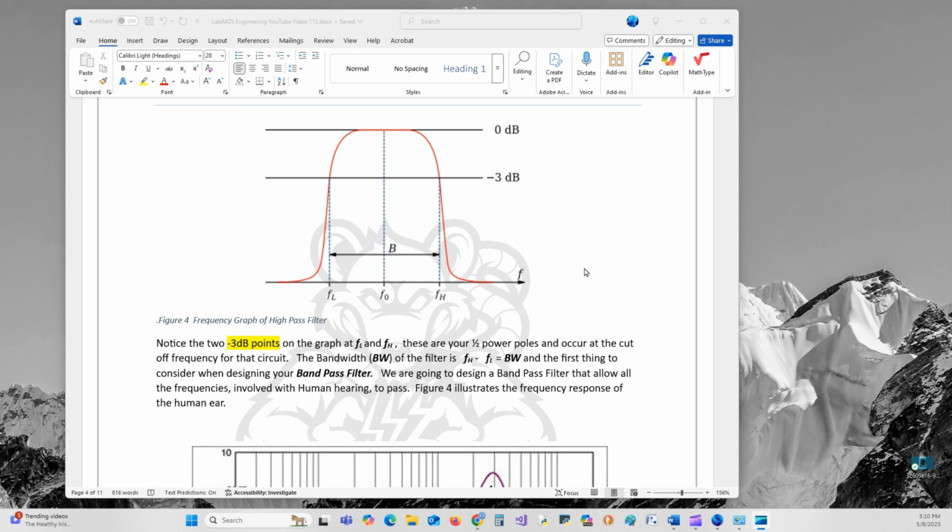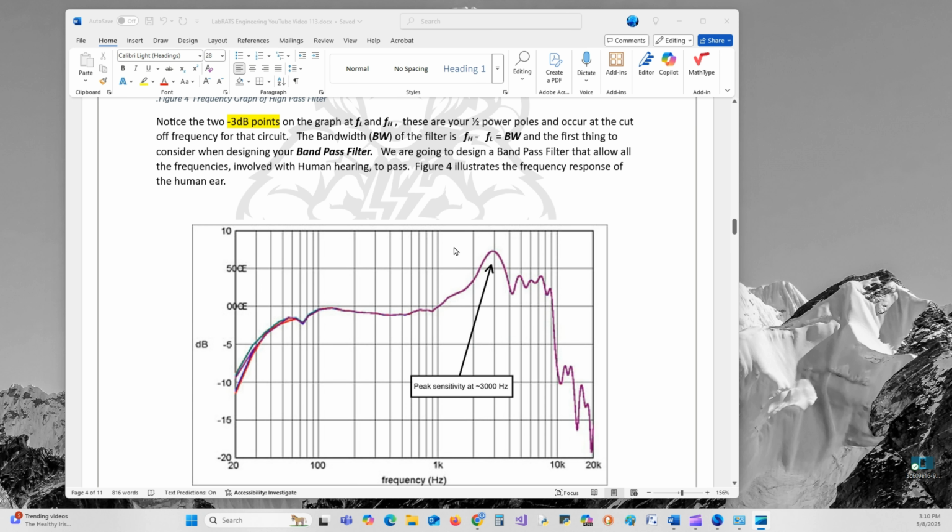The bandwidth of the filter is FH, the cutoff frequency of the low pass filter, which is your high frequency, minus the cutoff frequency of your high pass filter, FL, equals BW, the bandwidth. And the first thing to consider when designing your bandpass filter: we are going to design a bandpass filter that allows all the frequencies involved in human hearing to pass. Figure 4 illustrates the frequency response of the human ear, which is from 20 hertz to 20 kHz.